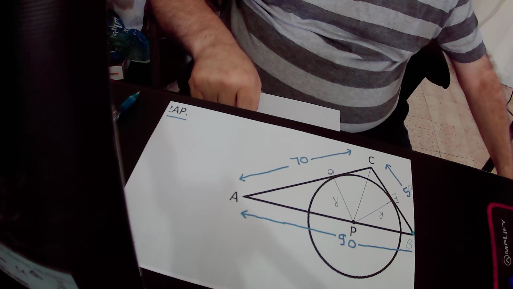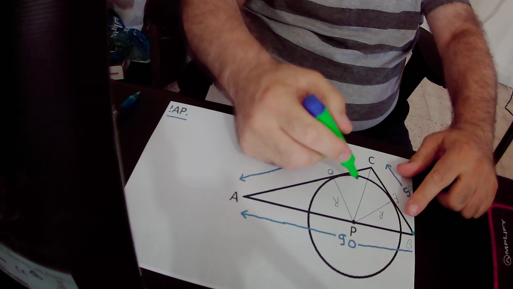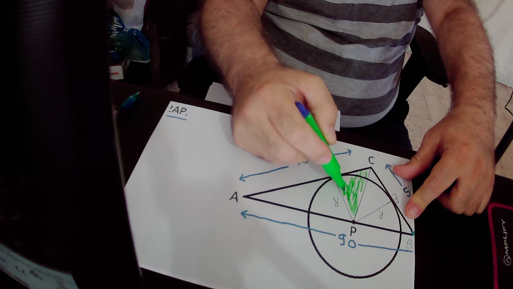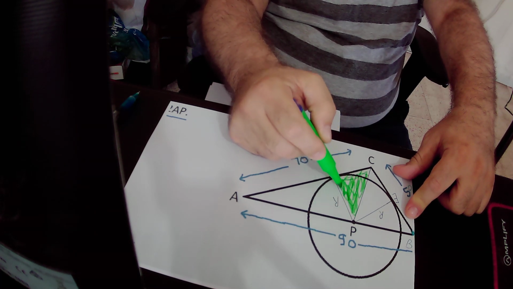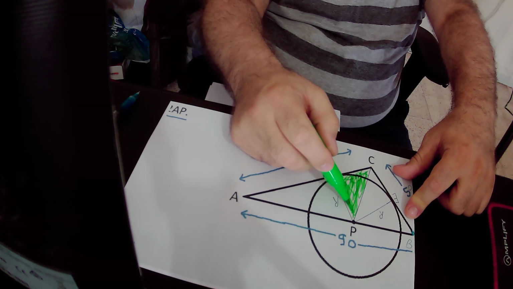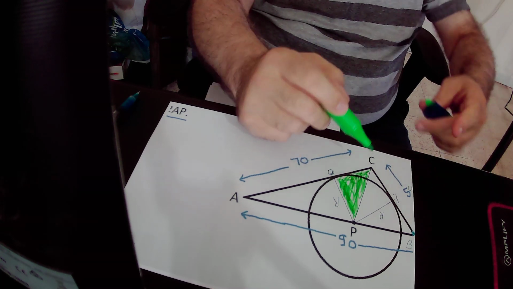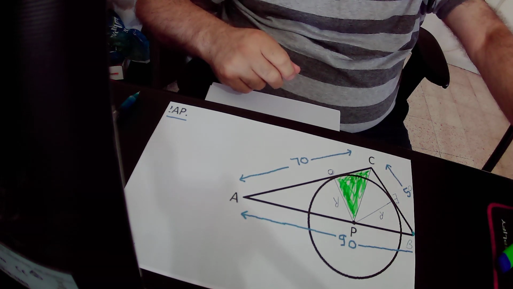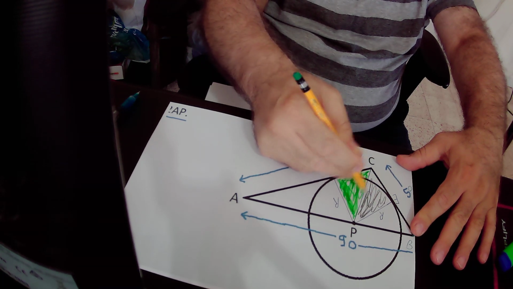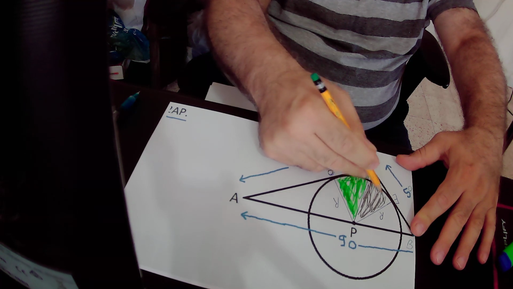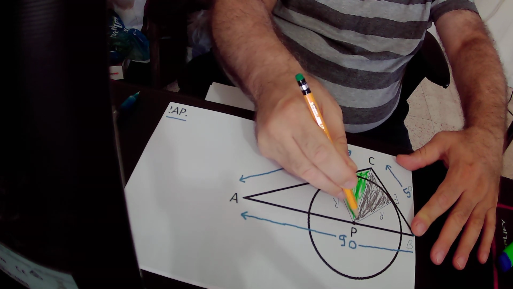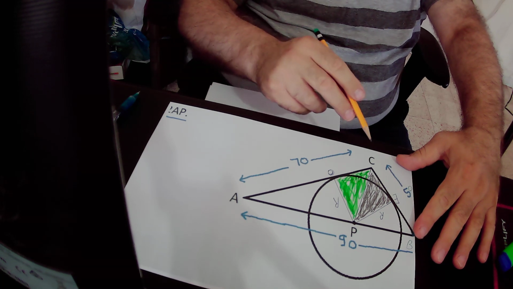So if we look at the green triangle, that is to say triangle COP, and we also look at the black triangle, that is to say triangle CEP.